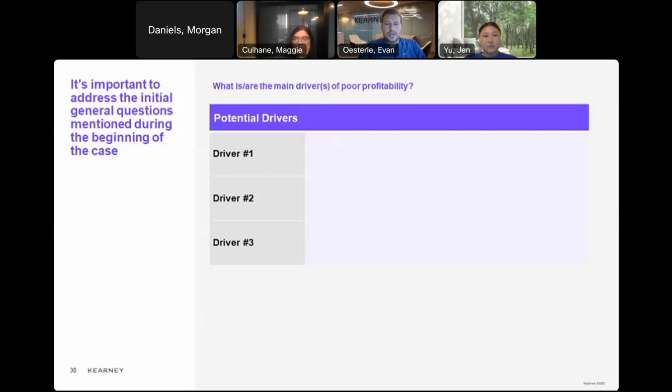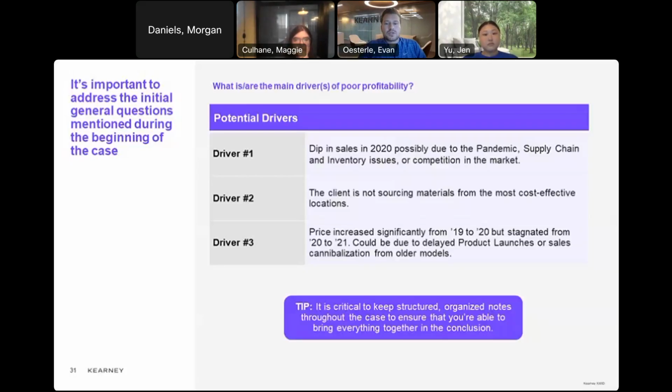Well, we have a pretty good answer now. We're probably sourcing from the wrong place. Jen, if you want to go to the next page, we are probably sourcing from the wrong place in terms of most cost-effective location because we were looking at raw materials costs alone instead of also including logistics costs.